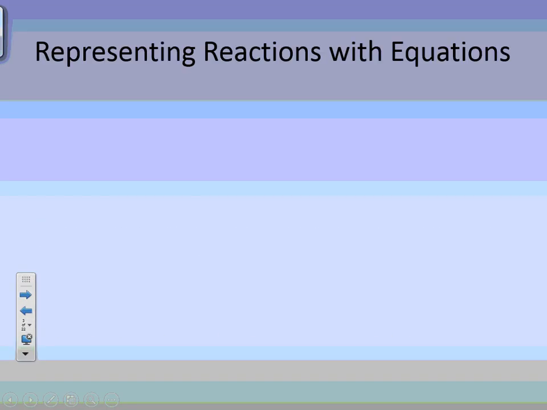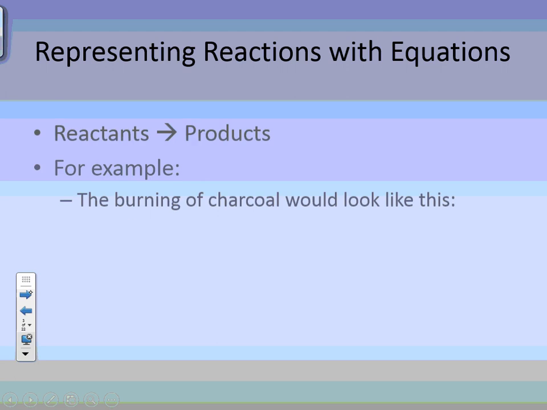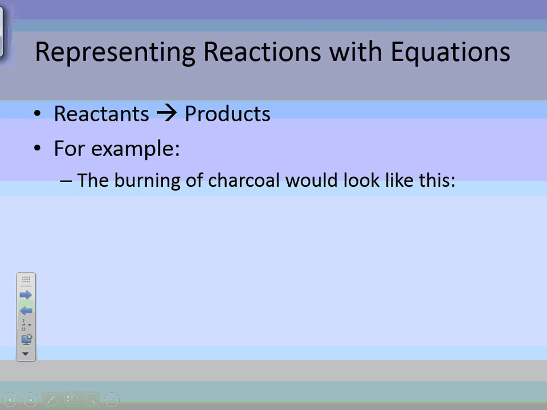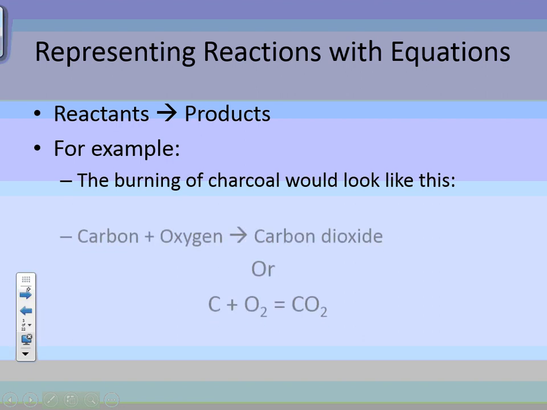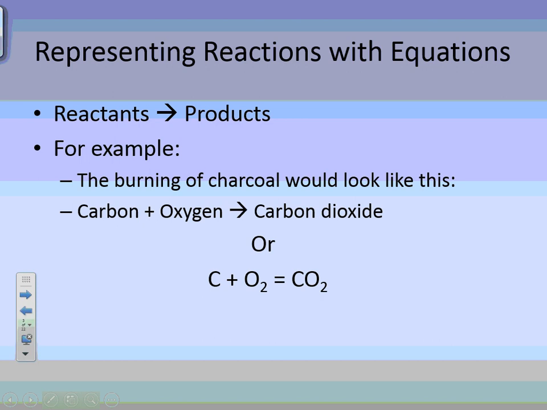Now, we represent reactions with chemical equations. So we have reactants, arrow, products. For example, the burning of charcoal would look like this. Well, charcoal, guys, is just pure solid carbon. Anytime you burn something in the air, you're adding oxygen to it, and it's going to look like this. We're taking carbon plus oxygen, and we're going to get carbon dioxide.